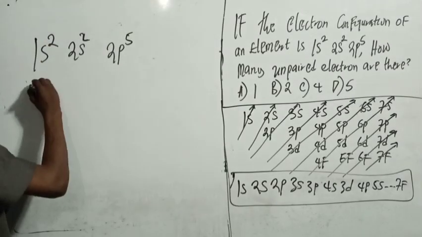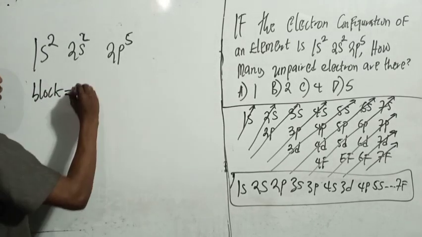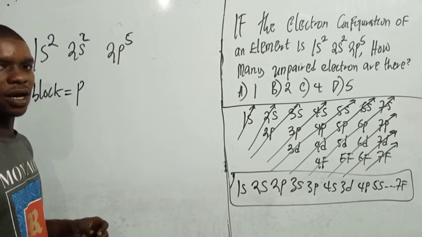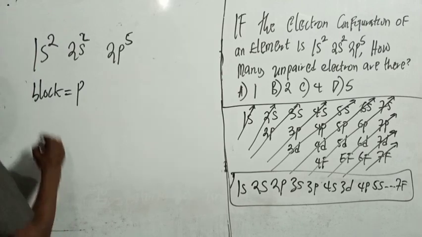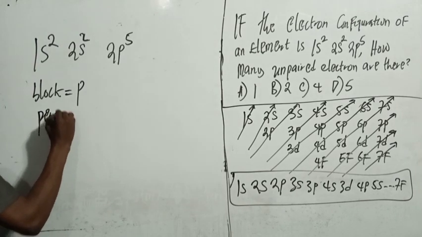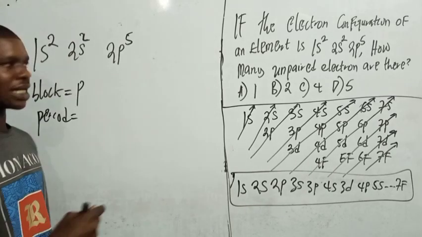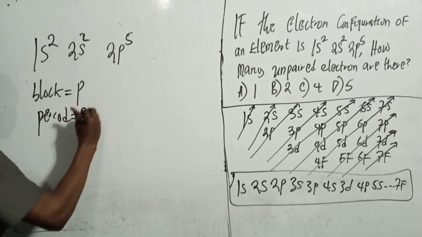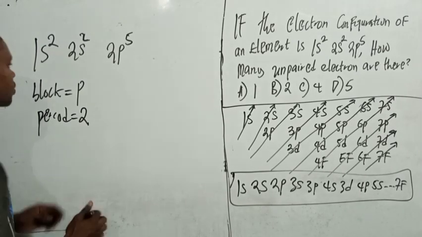So what will be my block? It's going to be block p, or p orbital. Now what will be my period? Remember, I told you that the period is the highest energy level, right? So which is 2. We just know that it is the L shell.